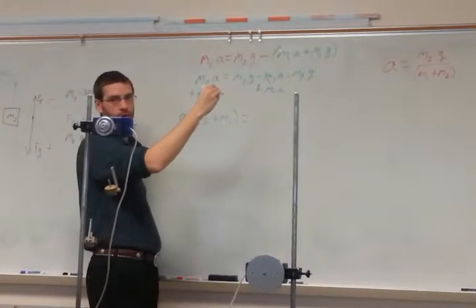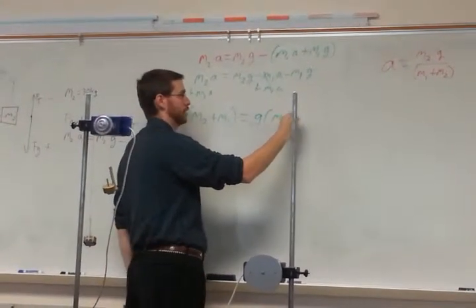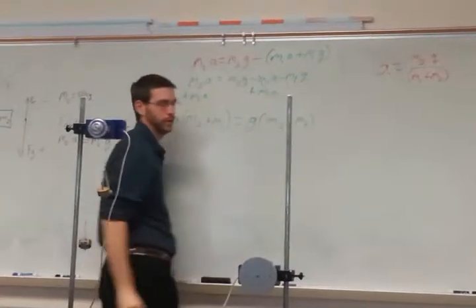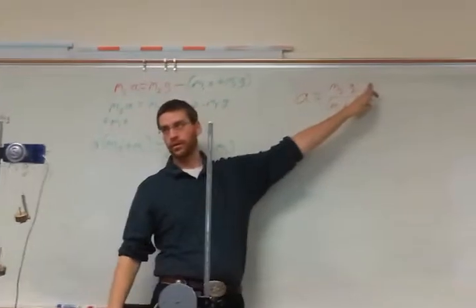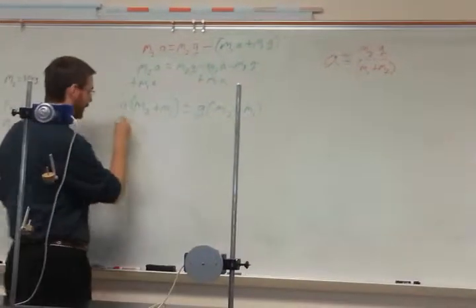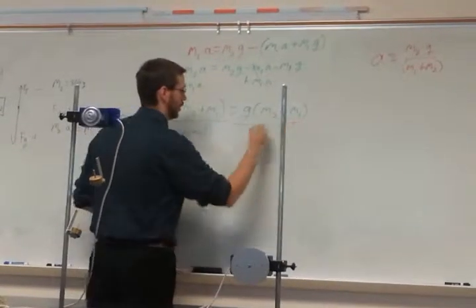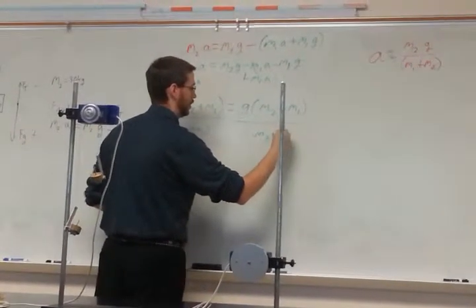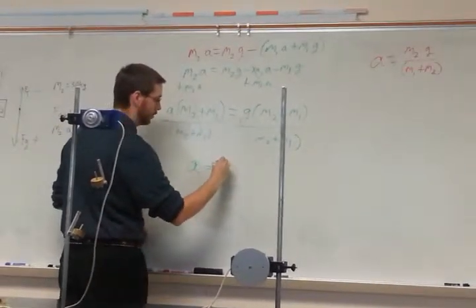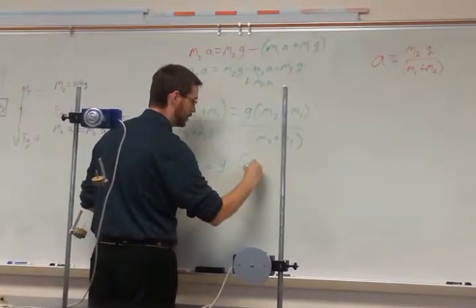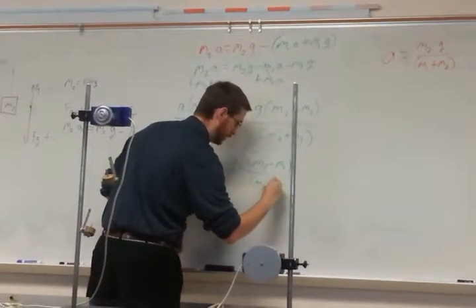What can I do there? I can factor out the G, just like I factored out the A. Y'all see that? I didn't have to do that last time because there was no second term here. Okay, but again, I'm going to divide by M2 plus M1. And that's the guy we're after, right there. So A equals G times M2 minus M1 over M2 plus M1.